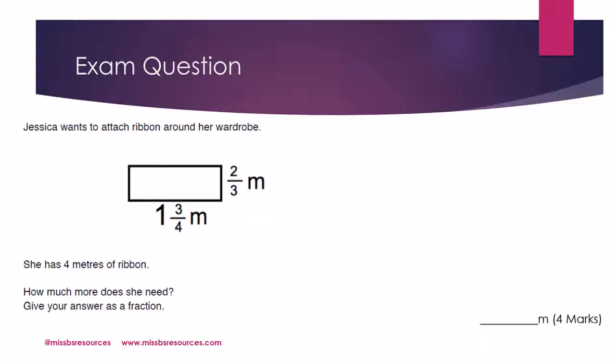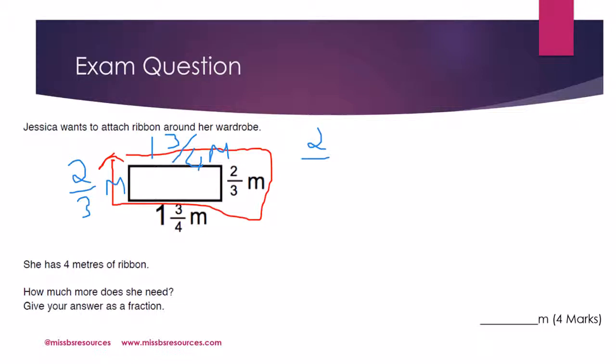Right, well, she wants the ribbon to go all the way around her wardrobe. So we need to know what the size of the other edges are. The opposite sides are the same. So you know that this edge here is 1 3/4 of a meter, and you know that this edge here is 2/3 of a meter. And you're going to find the perimeter, so you need to add these parts together. So the sum that you're going to be doing is 2/3, add on 1 3/4, add on 2/3, add on 1 3/4.